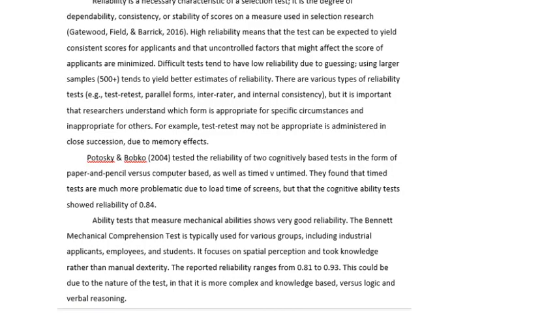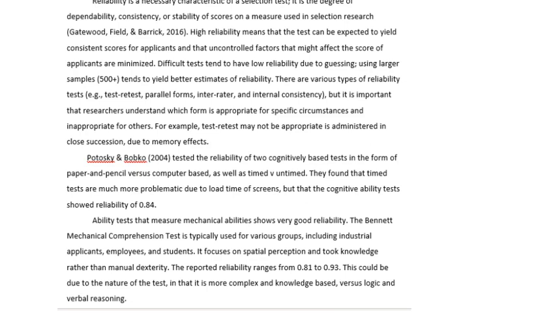Reliability is a necessary characteristic of a selection test. It is the degree of dependability, consistency, or stability of scores on a measure used in selection research, Gatewood et al. 2016. High reliability means that the test can be expected to yield consistent scores for applicants, and the uncontrolled factors that might affect the score of applicants are minimized. Difficult tests tend to have low reliability due to guessing. Using large samples tends to yield better estimates of reliability.